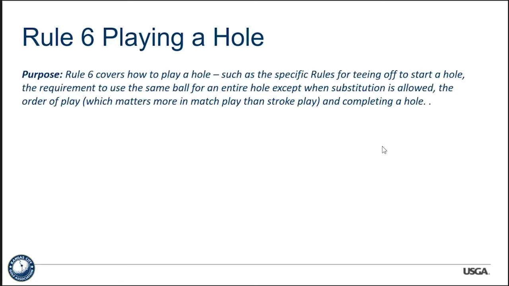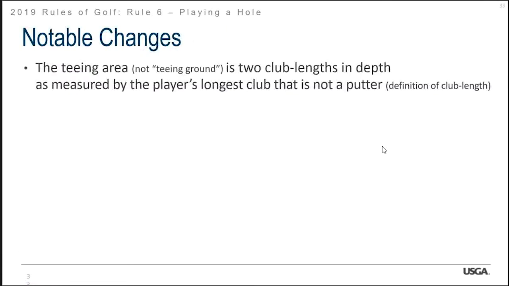Okay, here's some changes. The teeing area is now the teeing area, not the teeing ground. No big deal. But it's 2 club lengths in depth as measured by the player's longest club that is not a putter. This sounds like it's the same as the teeing ground, but it is a little bit different. And the little difference is your club is defined for you. It's your longest club in your bag that's not your putter. Instead of any club that you want, it's the longest club in your bag that's not your putter.